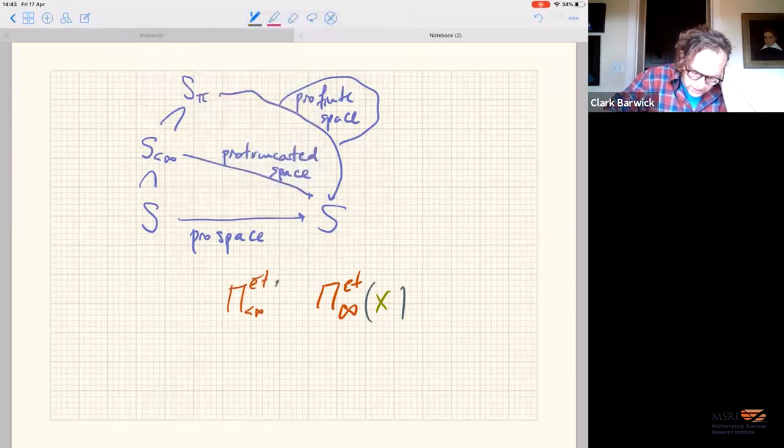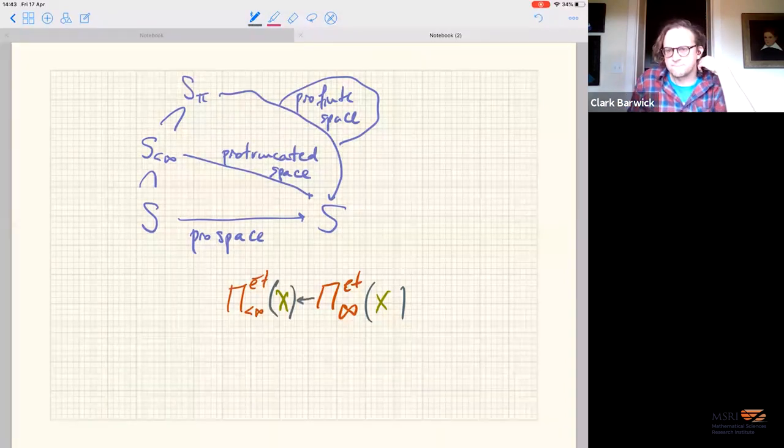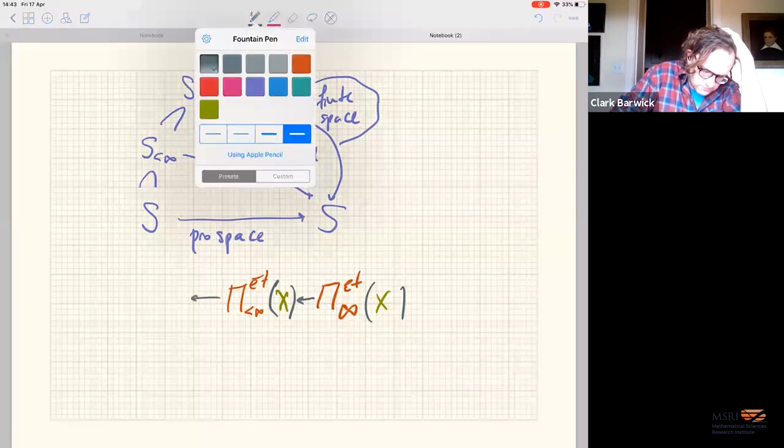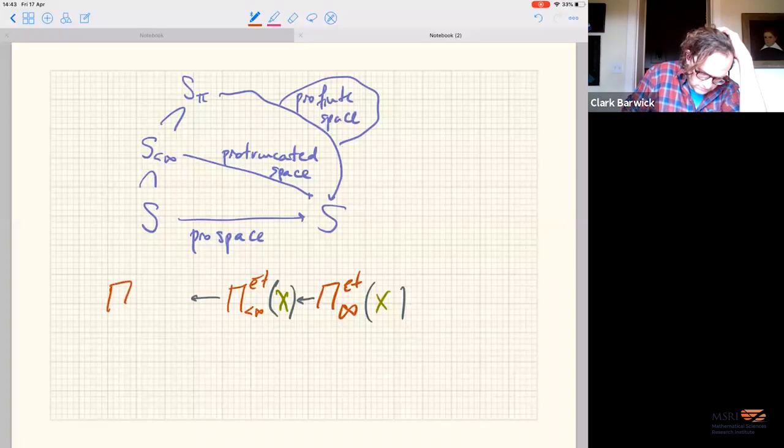This is a pro-truncated space attached to X. It's not itself truncated, it's just pro-truncated. Oh, sorry, those are not equal. This is a localization of the previous one, so I guess the map goes this way. Or I can go further and I can profinitely complete. So I guess I write a hat on this usually.